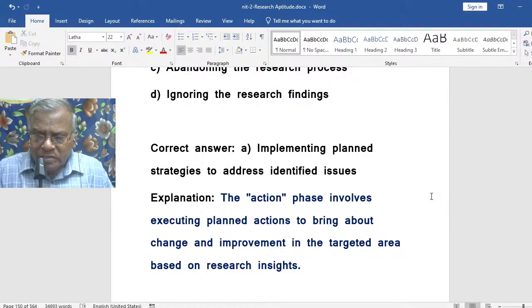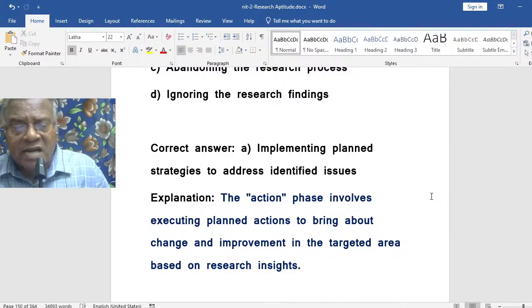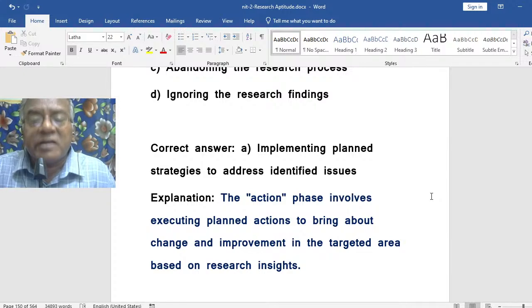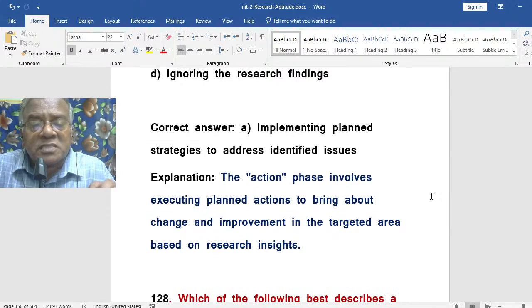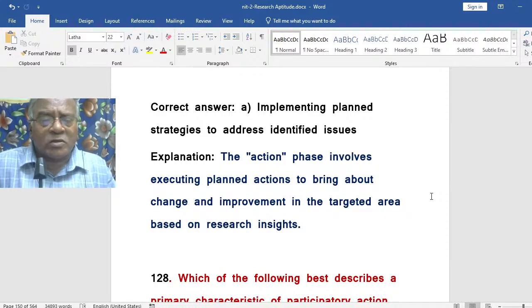In a classroom situation, you study the problem, you reflect on it and you take certain strategies in order to solve the problem. So, what does this action mean in action research? That is implementing planned strategies to address identified issues. The action phase involves executing planned actions to bring about change and improvement in the targeted area based on research insights. I hope all technical terms are there, but if you understand the concept, that's enough.